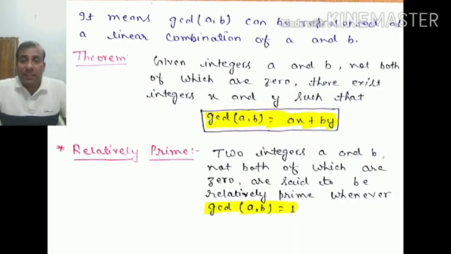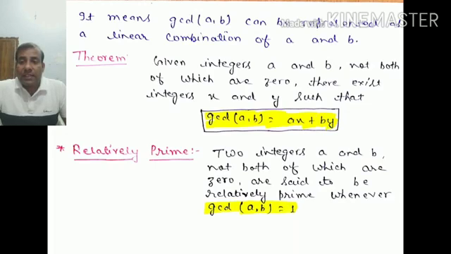Based on these facts, there is also a theorem that given integers a and b, not both of which are 0. Here also the condition is that one of the two will definitely be different from 0. Then there exist integers x and y such that GCD of a and b equals a into x plus b into y, which we have just seen in the previous question, when we calculated GCD of -8 and -36.